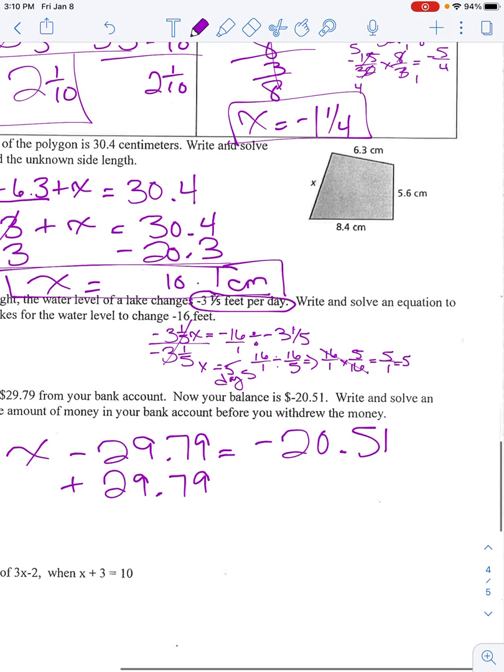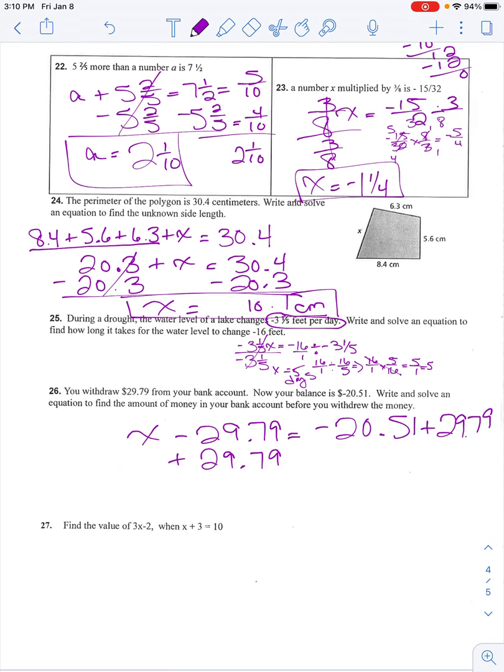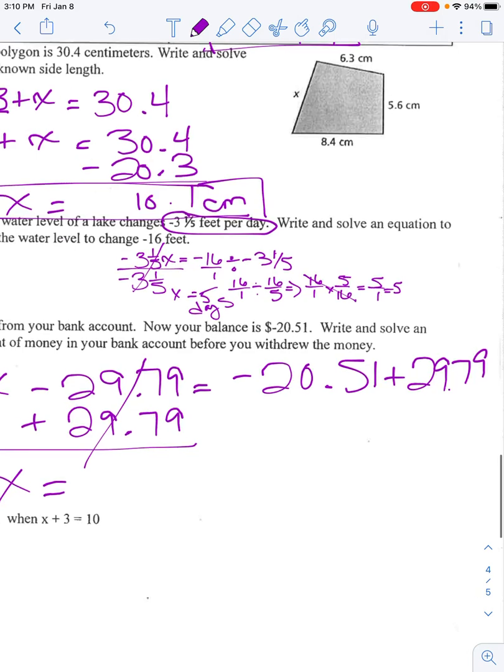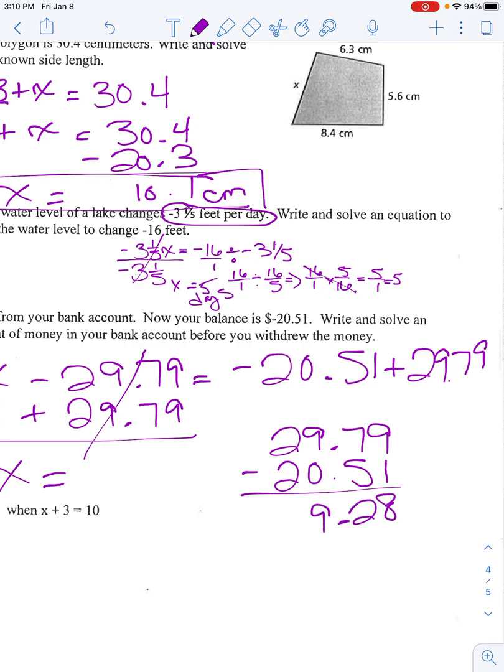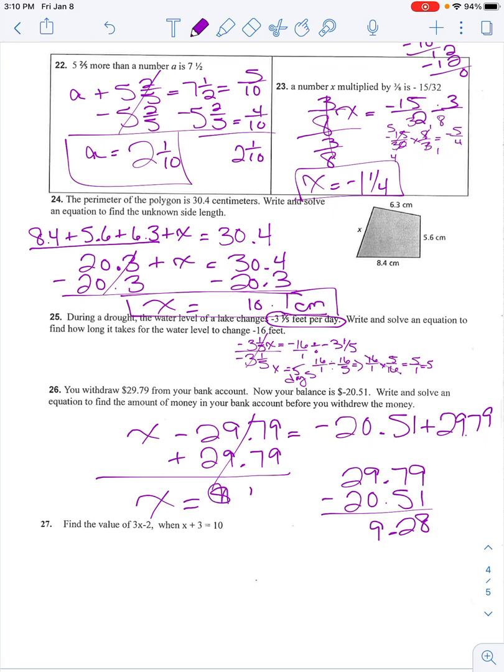Okay, to solve for X, we're going to do the inverse and add $29.79 to both sides. To get X by itself. There we go. Now, on the right side, different signs, find the difference. One is positive, one is negative, so we're finding the difference, and there's more positive, so my answer is positive. Remember, when you're finding the difference, you want the larger number on top. So I'm doing $29.79 minus $20.51. So $9.28 would be our answer.